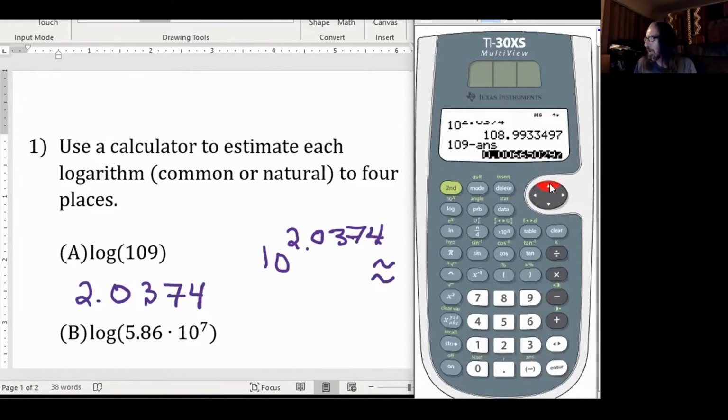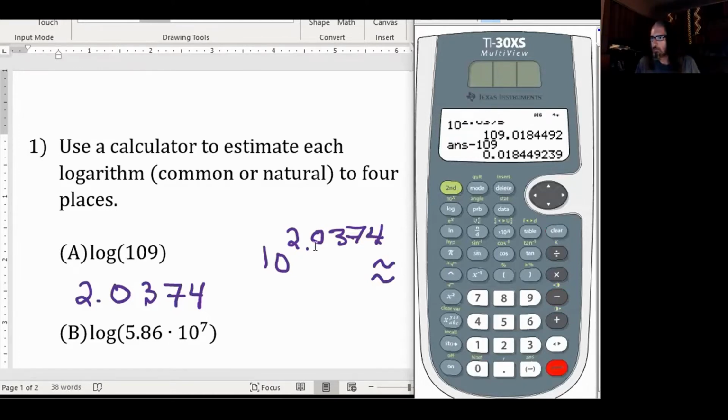Whereas if we had looked at what was after the 4 and rounded in the wrong direction, the 2 was after the 4. If we had rounded that up to 2.0375, check out what happens. You should get something that is further away from 109. So take 10 to the 2.0375. That is a little more than 1/100th away, whereas the other was a little less, 0.0066 something.